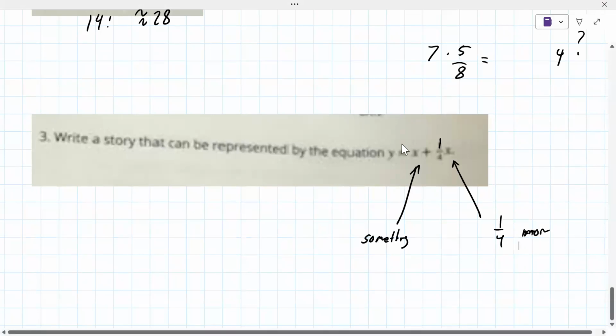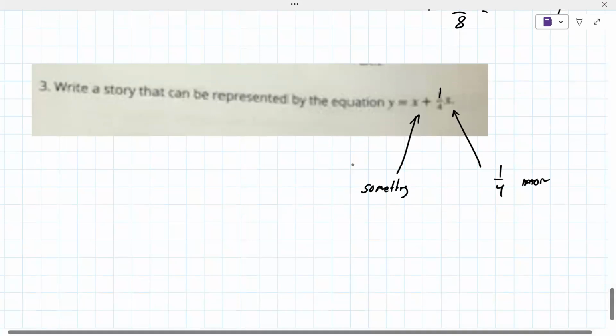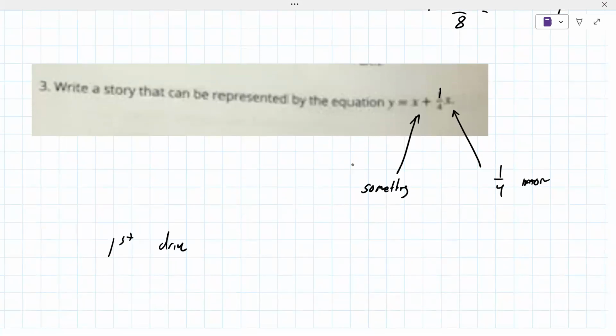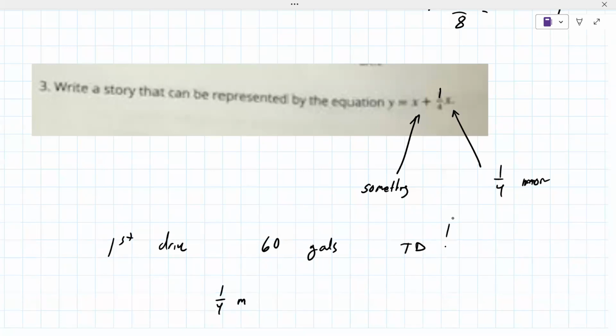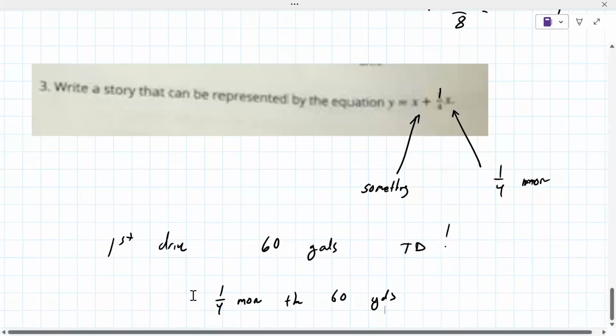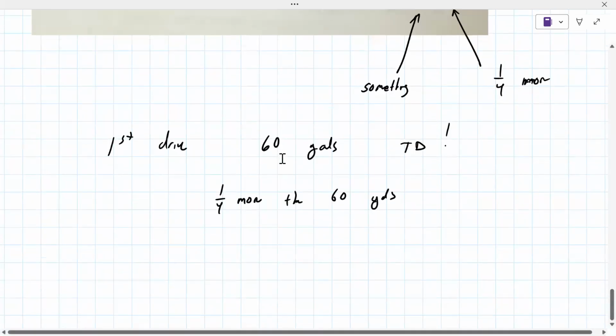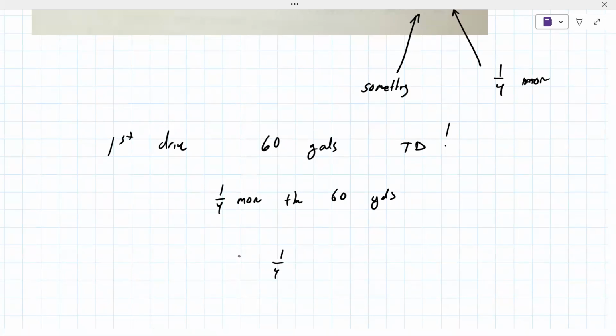So you're gonna watch the 49ers play today. So let's say on their first drive, they go 60 yards and they score a touchdown, and everyone's very happy. Now on their next drive, they go a fourth more than 60 yards. Okay, so we need to figure out what is a fourth more than 60 yards. We have to figure out 1/4 times 60, which is 60 over 4, which is 15.